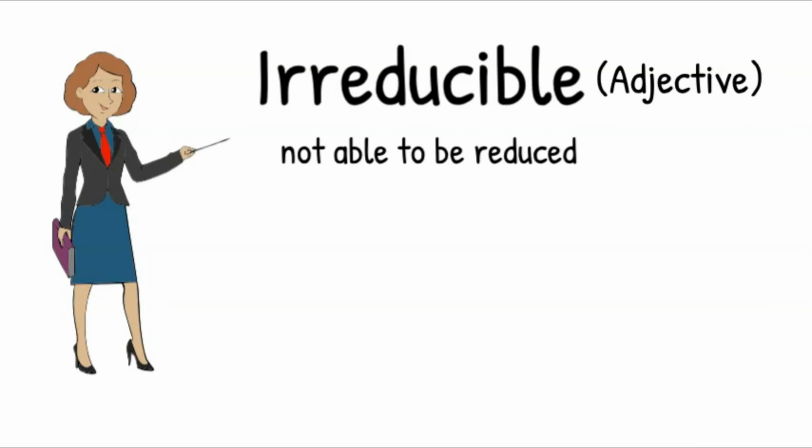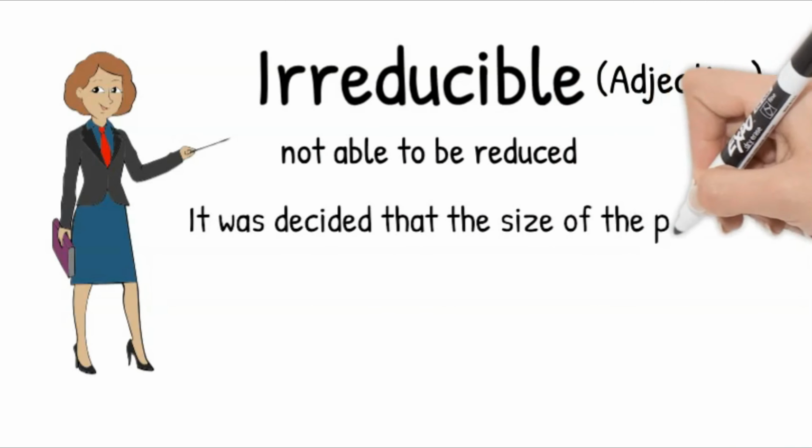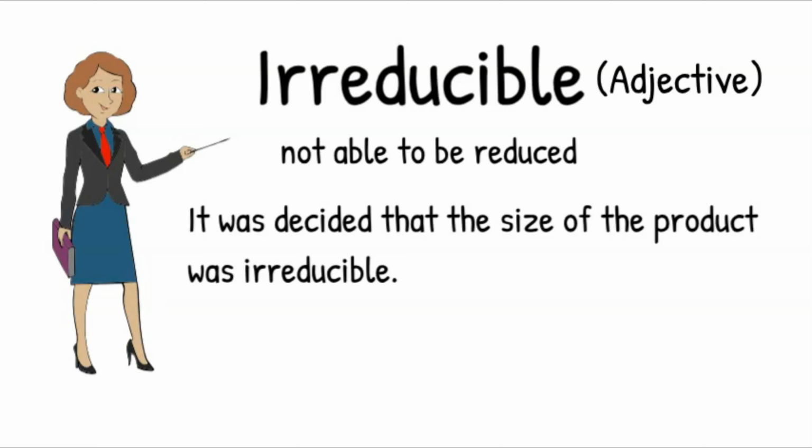Irreducible is the opposite of reducible and is also an adjective. It means it's not able to be reduced or made smaller. It was decided that the size of the product was irreducible. They could not make the product any smaller.